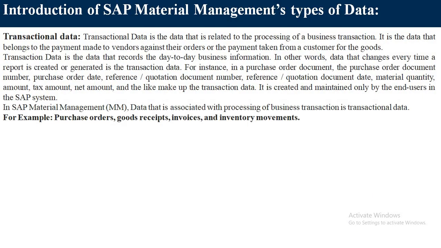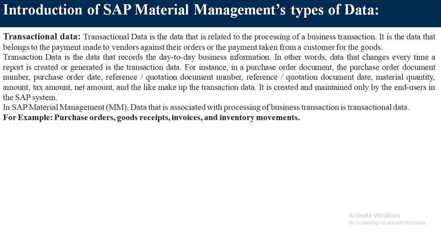Now the third one is the transactional data. The transactional data is the data that is related to processing of business transactions. It is the data that belongs to the payment made to a vendor against their order or the payment taken from a customer for the goods. Transaction data is the data that records day-to-day business information. In other words, the data that changes every time a report is created or generated is the transaction data.